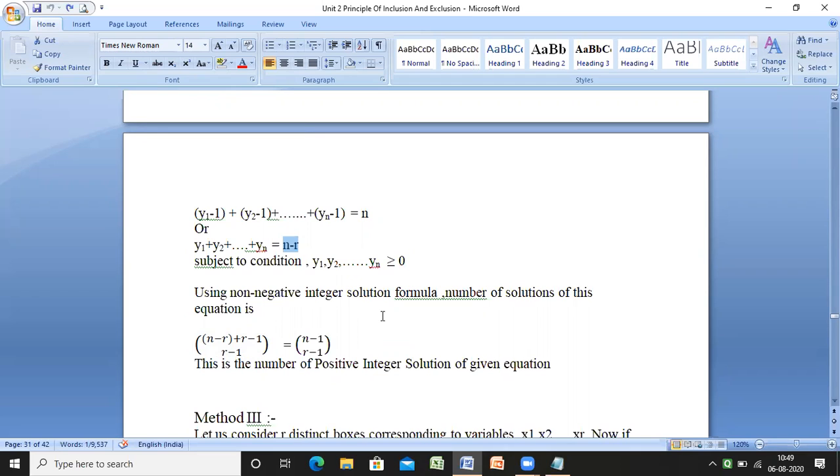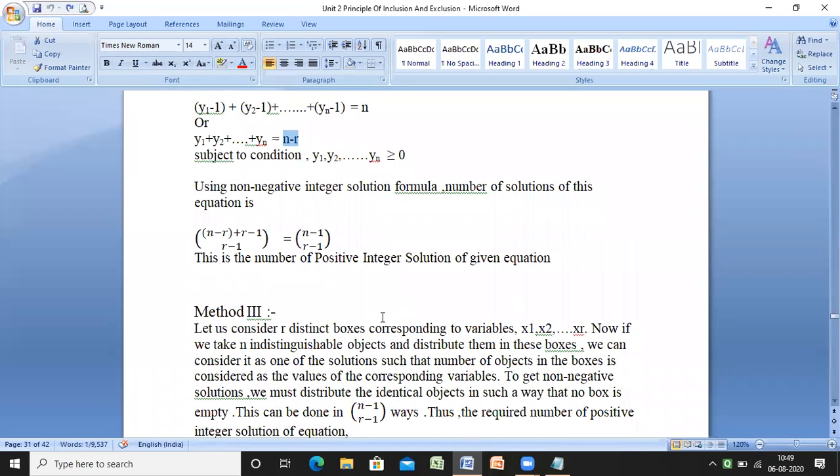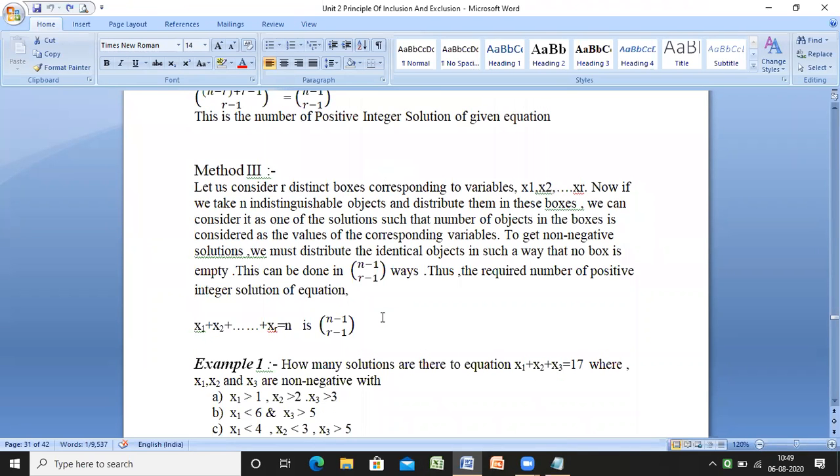Remember, a positive integer solution means we require only positive values. That's why we fill the boxes, so that at least one object is entered in each. They mention another method also. Let's consider these are r distinct boxes and the variables are x1 plus x2 till xr. Now we take the n identical objects and distribute them in these boxes, and one of the solutions we get from that.